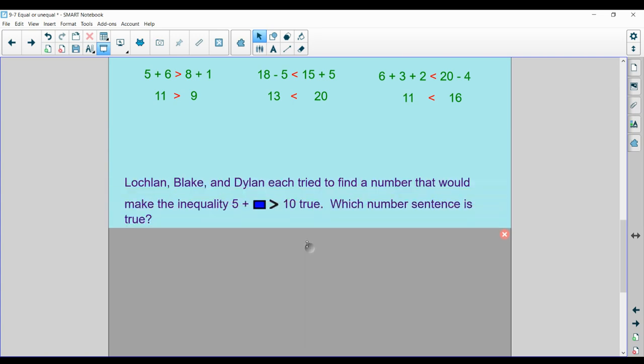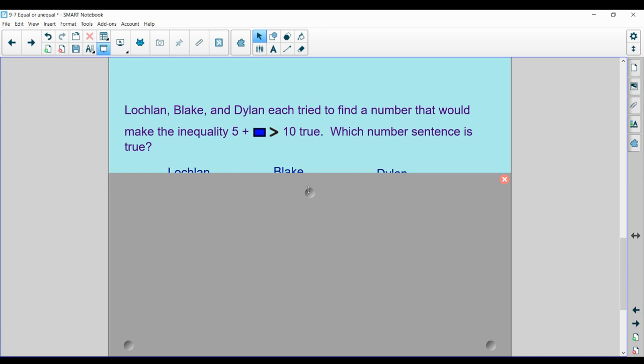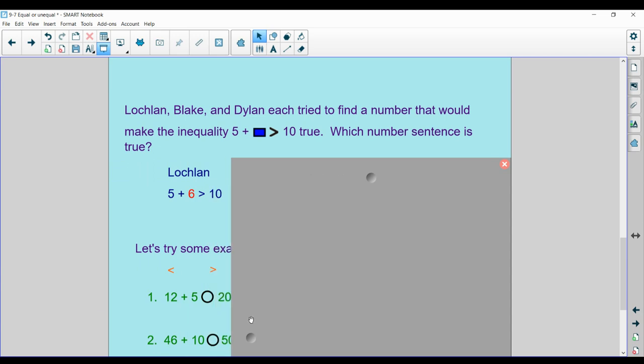All right, here is a problem. Lachlan, Blake, and Dylan each tried to find a number that would make the inequality 5 plus something is greater than 10 true. So which number sentence is true? What's going to go in that blue box? Okay, Lachlan says 5 plus 6 is greater than 10.